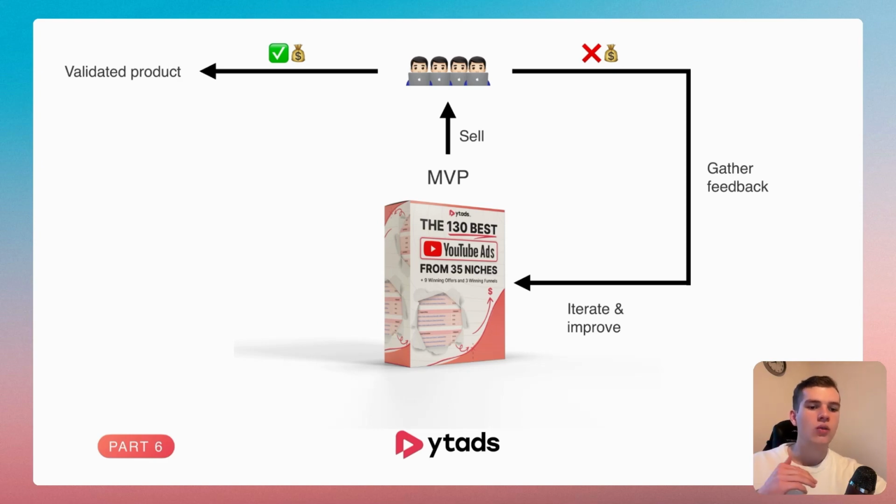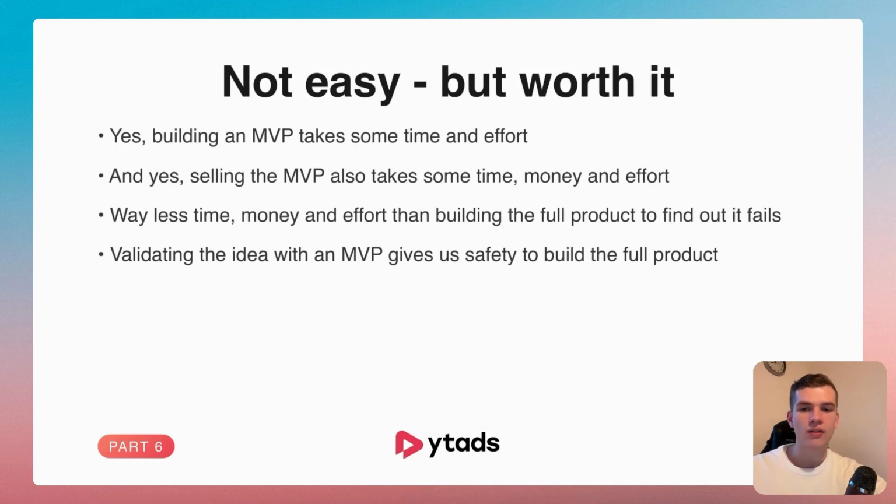Of course, it's an MVP. We'll refund them the amount and say, hey, it was just a test. The product isn't finished yet. We'll put you on a waiting list and so on. And yes, building an MVP takes some time and effort. And yes, selling the MVP also takes some time, money, and effort. But in total, it's way less time, way less money, and way less effort than building the full product instantly just to find out that it fails. You need way less time to build an MVP and validate it, and then have 100% confidence that this product will work. That's way easier than just building the full-on product and blindly guessing, and then finding out that it doesn't work. That's really painful.